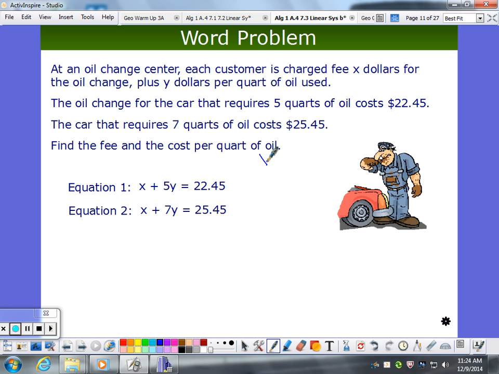I'm going to let X be the fee, like we charge you $20 to get an oil change, or whatever that fee is. And I'm gonna let Y be the price of oil, what the oil costs. This first person paid the fee, and then they got 5 quarts of oil, and it cost them $22.45. So you see where this is coming from, fee plus 5 times the amount of oil. The second person paid the fee, they got 7 quarts of oil, it cost that. So do we see how we got these equations? That's the whole key with the word problem, is coming up with the equation. Because once you have them, now you're gonna solve it.